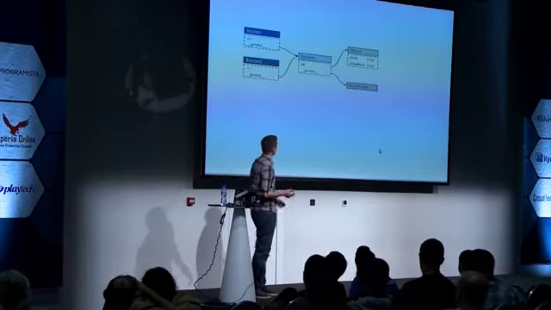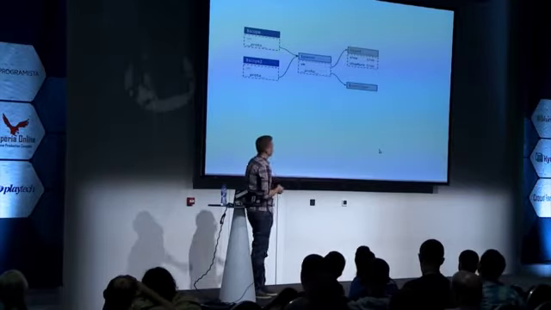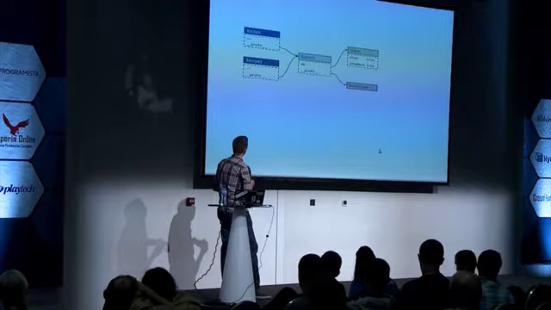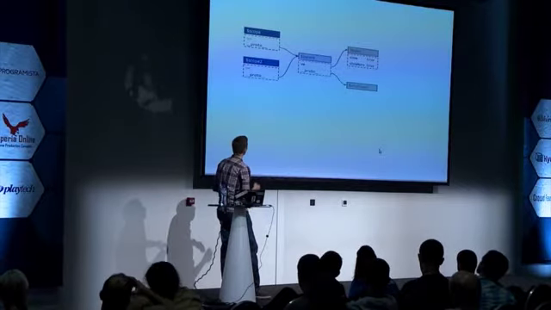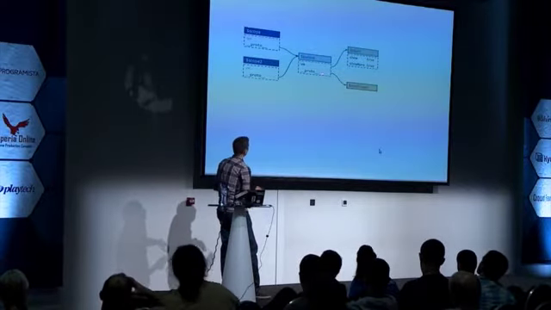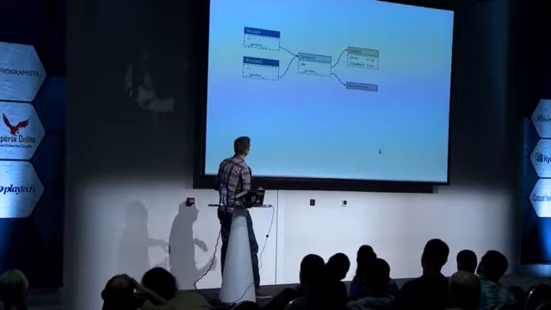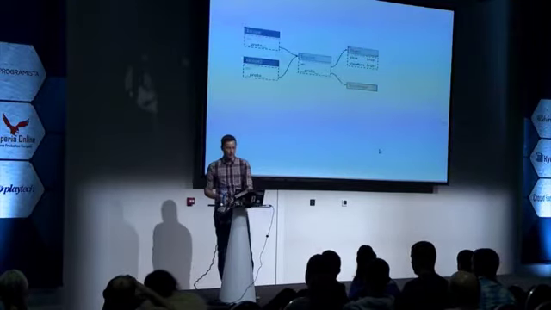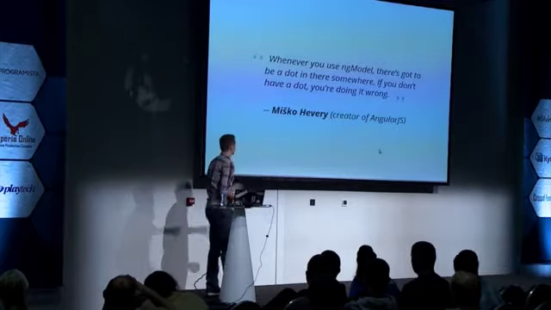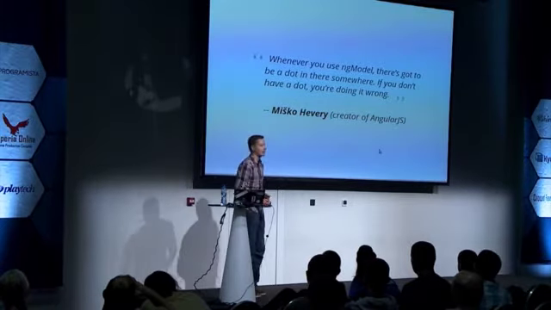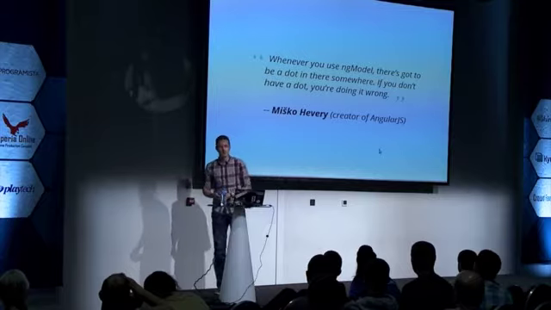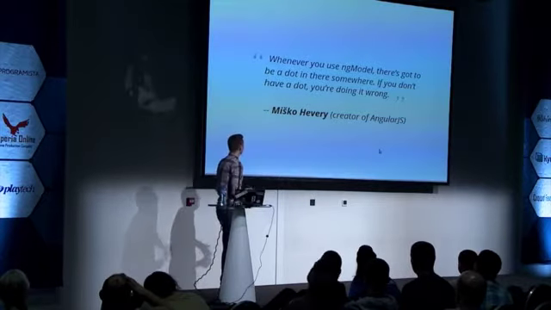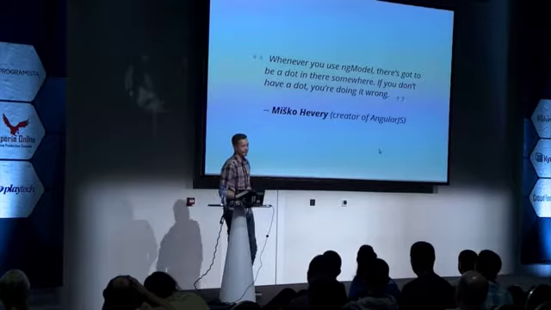And then inside that ngIf, we are first doing a lookup on VM. We don't have it, so we look up the parent, and then we find it, and then the value is here. So that's the reason Miško Hevery, creator of AngularJS, has this quote: whenever you use ng-model, there's got to be a dot in there somewhere. If you don't have a dot, you're doing it wrong.